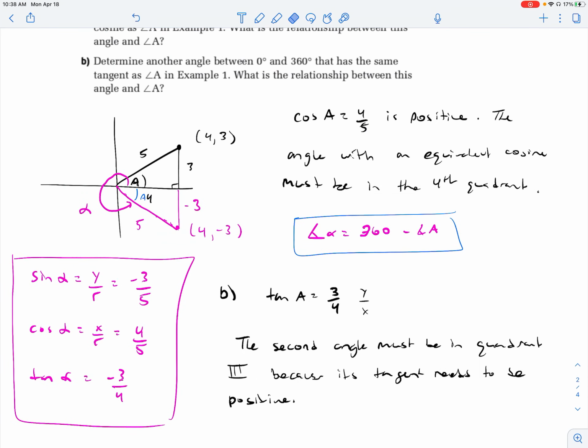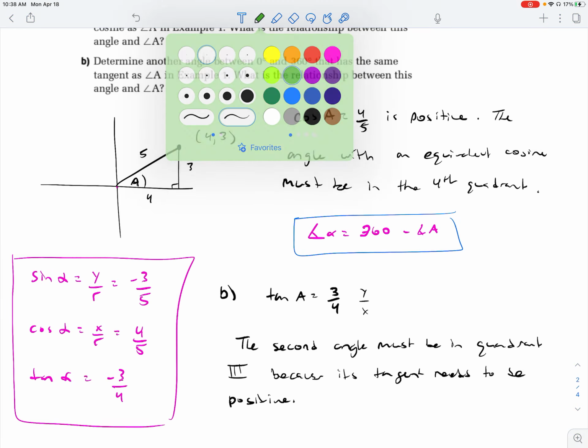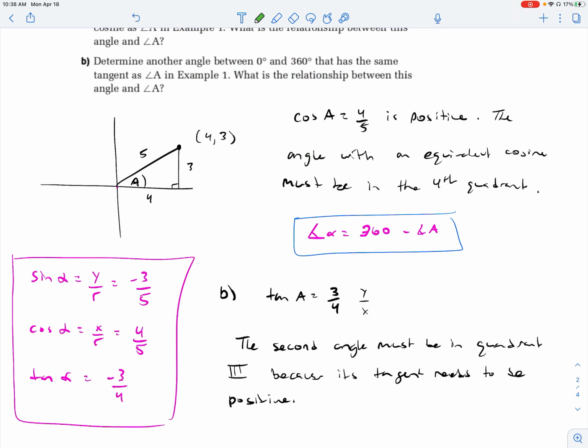So I'm going to erase the old stuff here for alpha. So my new angle this time needs to be down here. How am I going to draw this triangle? Well, the triangles need to be congruent in order to have the same trig ratio.